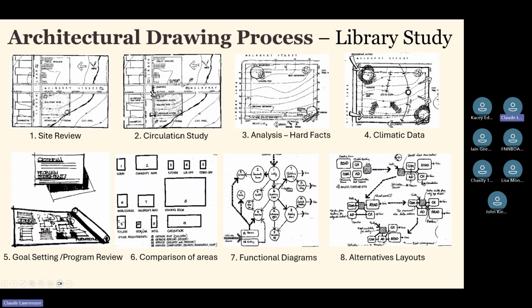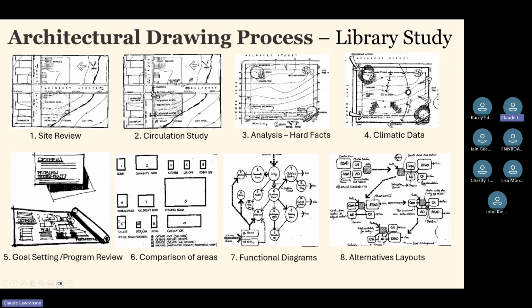Then we take a look at what we call the circulation study. So how would people access the site? Seems pretty straightforward maybe for a house, but when we talk about maybe something a little bit more complex than just a house, we get into what we call circulation studies. Then we take a closer look at the property and we analyze what we call the hard facts. What's on the property? So we can see there's different grades. Up in the upper left corner, there is some rocks that we have to deal with.